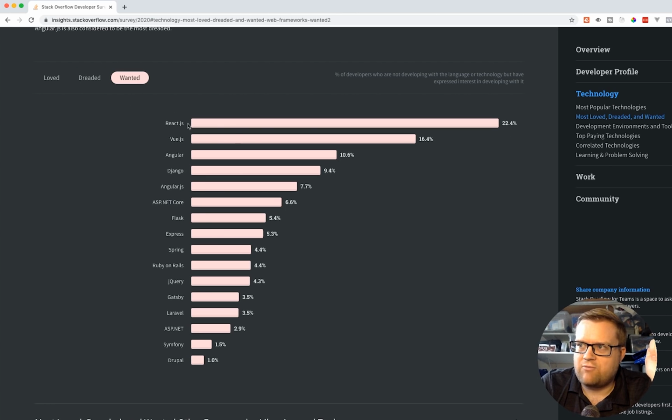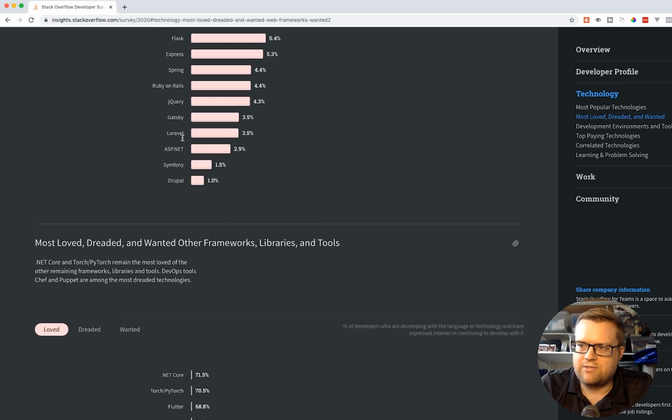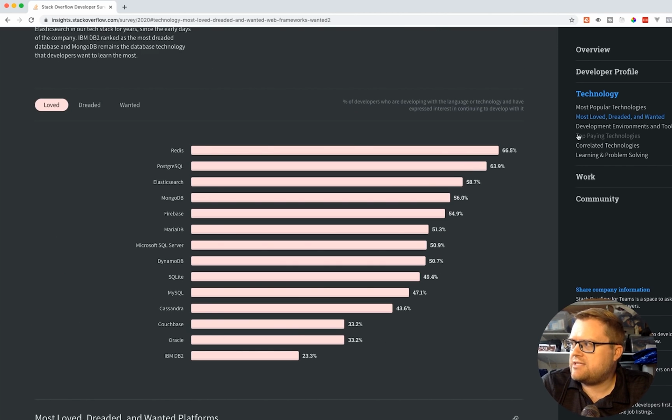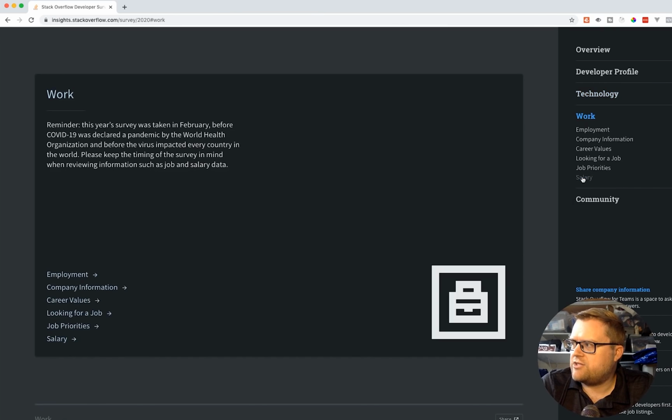Wanted: React, Vue, Angular, all three together, React being the most wanted, then Vue and Angular. The percentage of developers who are not developing with this language or technology but have expressed interest in developing with it. So this is just the React craze still going on. Everybody loves React. And Vue is up there, and so is Angular, which is good. I'm not going to go through all the other ones. Let's see if there's anything else kind of interesting.